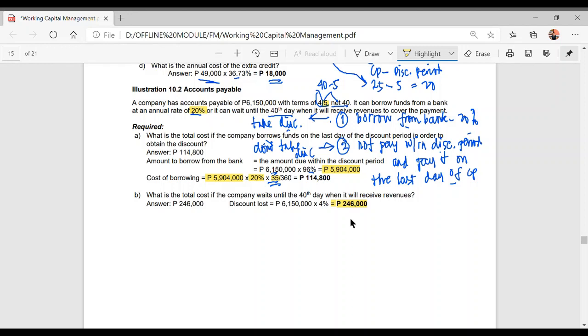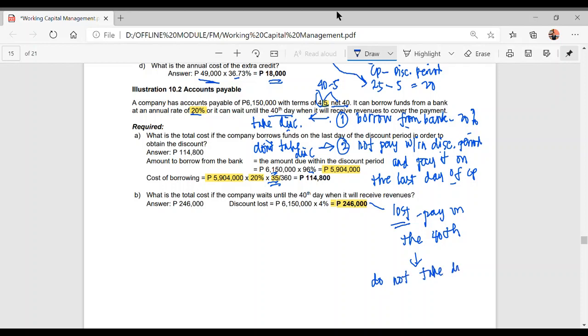Question: is it the right decision to just pay on the 40th day? Is it better to pay on the 40th day? Based on the example, what does he lose? This is the amount that is lost if he pays on the 40th day, meaning he does not take the discount.